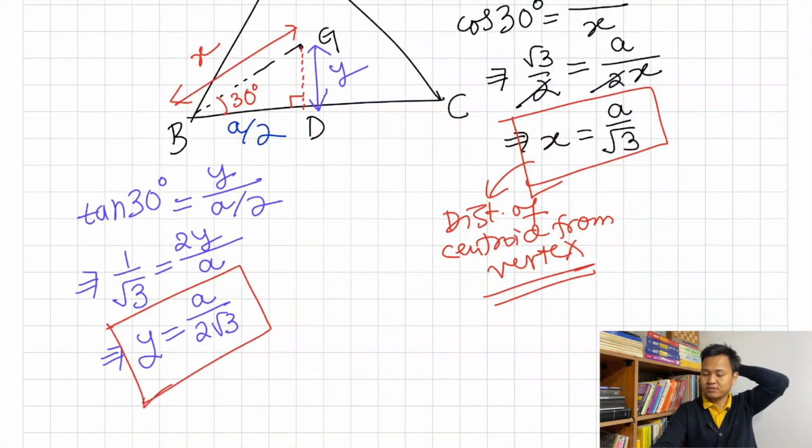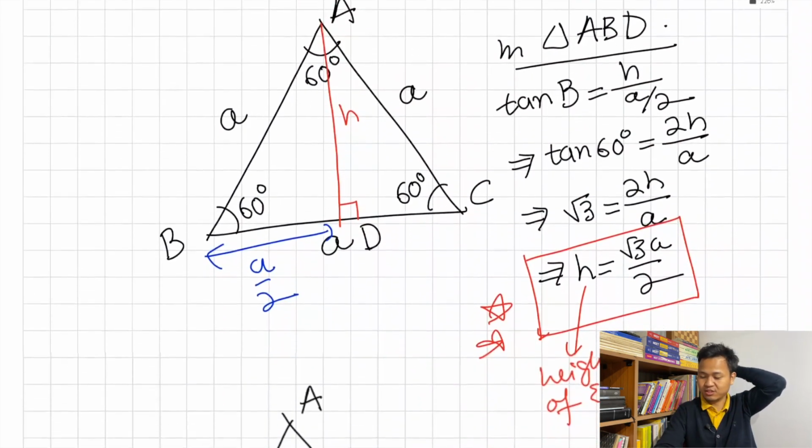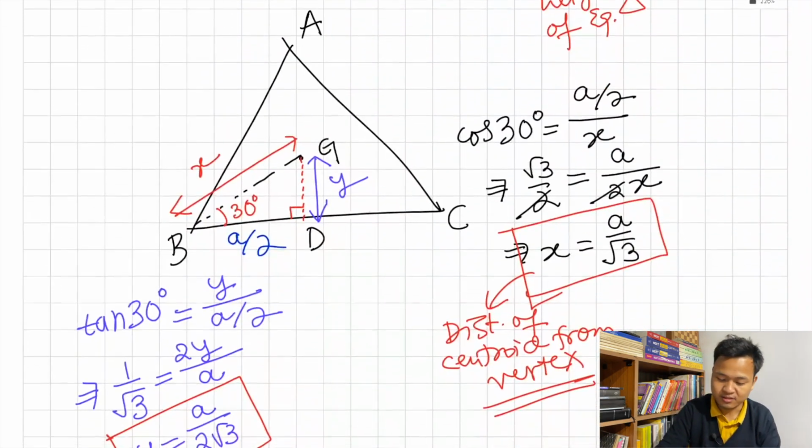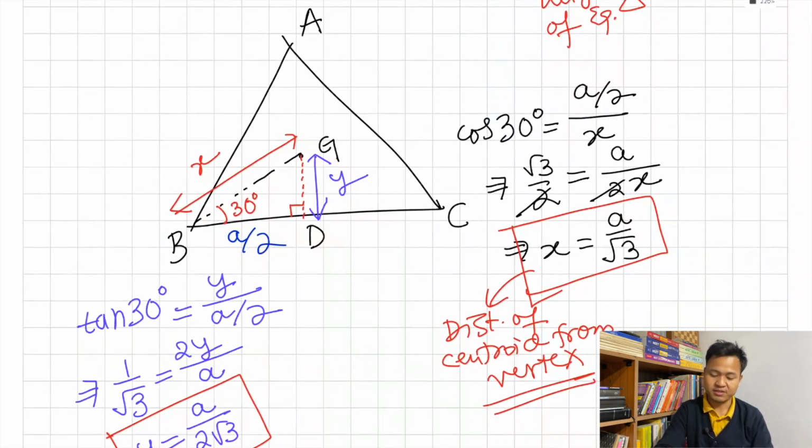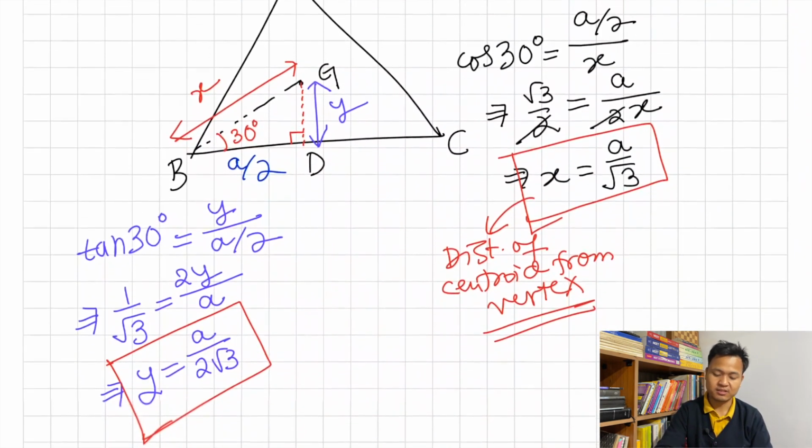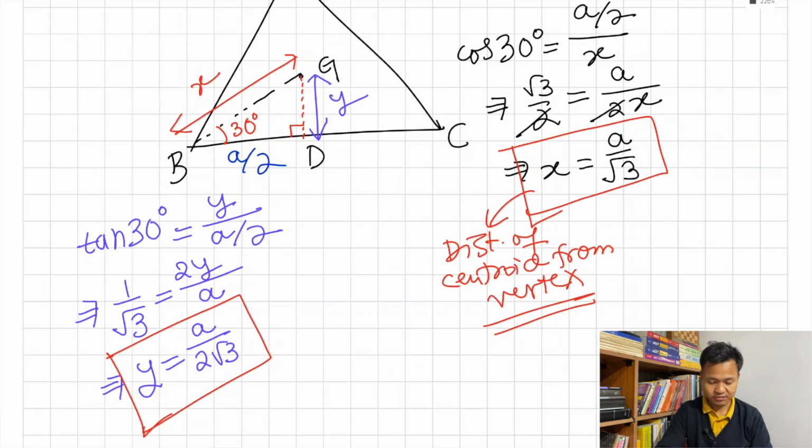Now you know the height of the equilateral triangle is root 3 into A by 2, the distance of the centroid from the vertex is A by root 3, and the perpendicular distance of the centroid from the side is A by 2 root 3. These three are frequently used in physics.